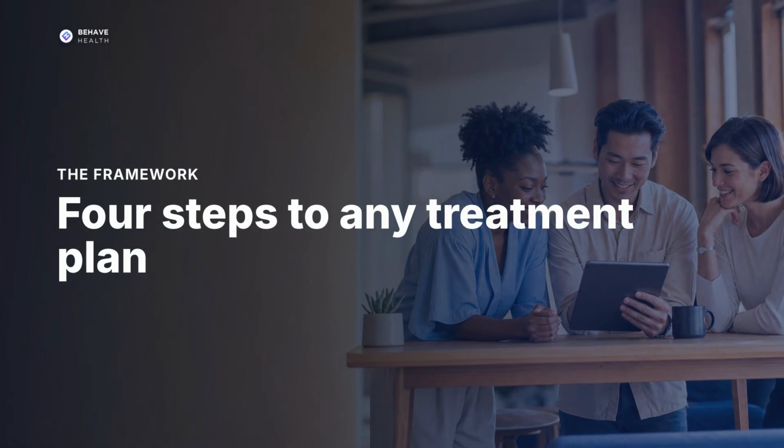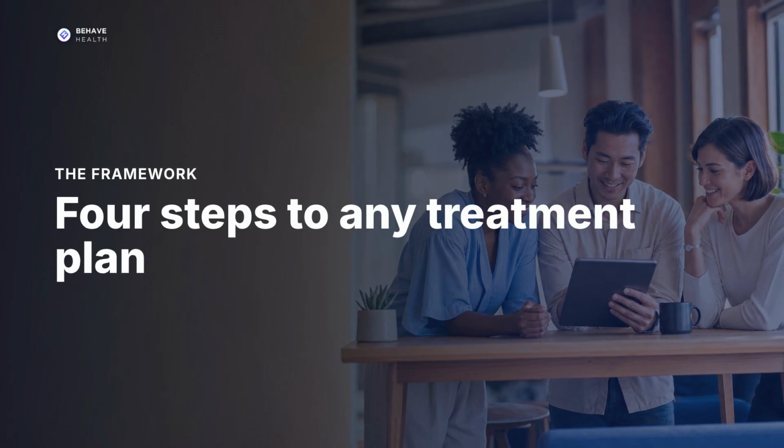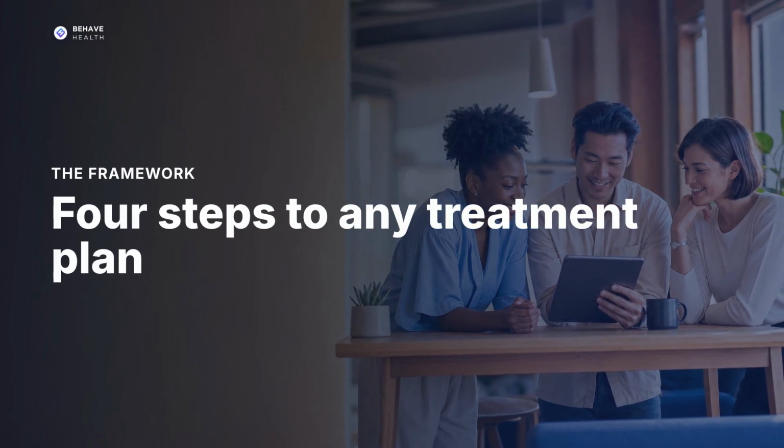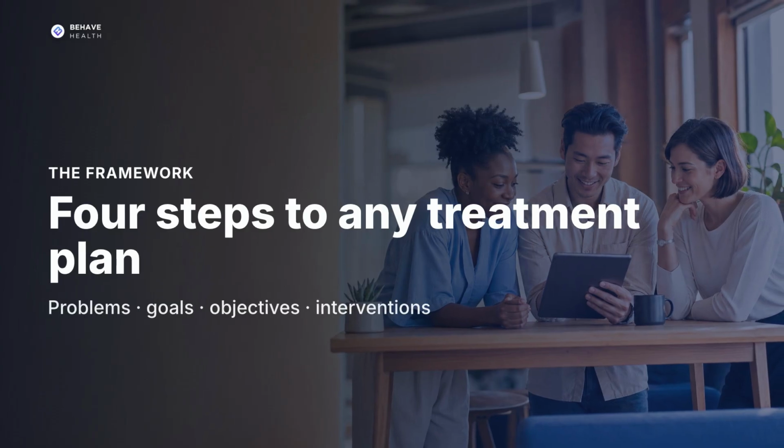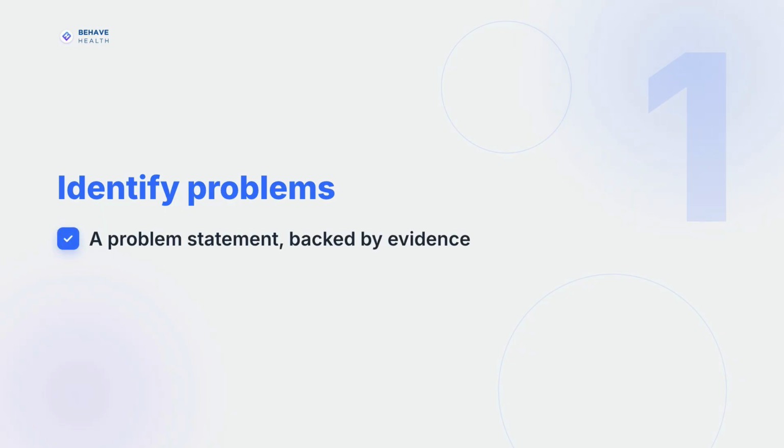Every substance abuse treatment plan is built from 4 steps. Skip the structure, and the plan falls apart. Let us walk through all 4. Step 1. Identify the problems. Write a problem statement about the patient's presenting issues, backed by evidence from assessments like a biopsychosocial. For example, the patient presents with alcohol use disorder from the biopsychosocial and moderate depression from their PHQ-9 score.